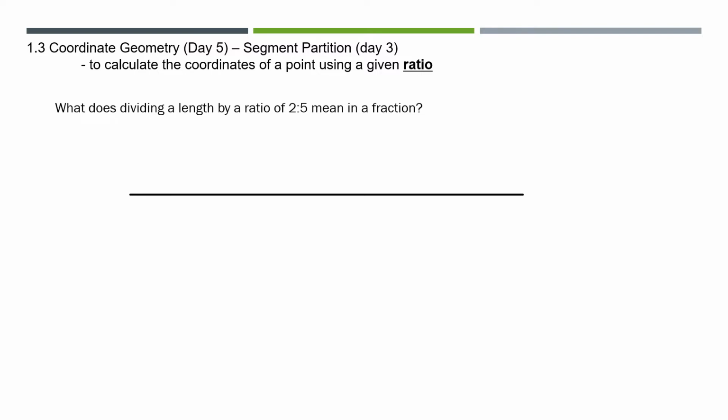So just as a reminder, day 1 was the distance formula. Day 2 was the midpoint formula. Day 3 was our first day of segment partitions, where our answer produced a point made of integers. Day 4 of coordinate geometry was segment partitions, and on that day we could have answers that were decimals. And then today is day 5, and we're going to look at our last day of segment partitions.